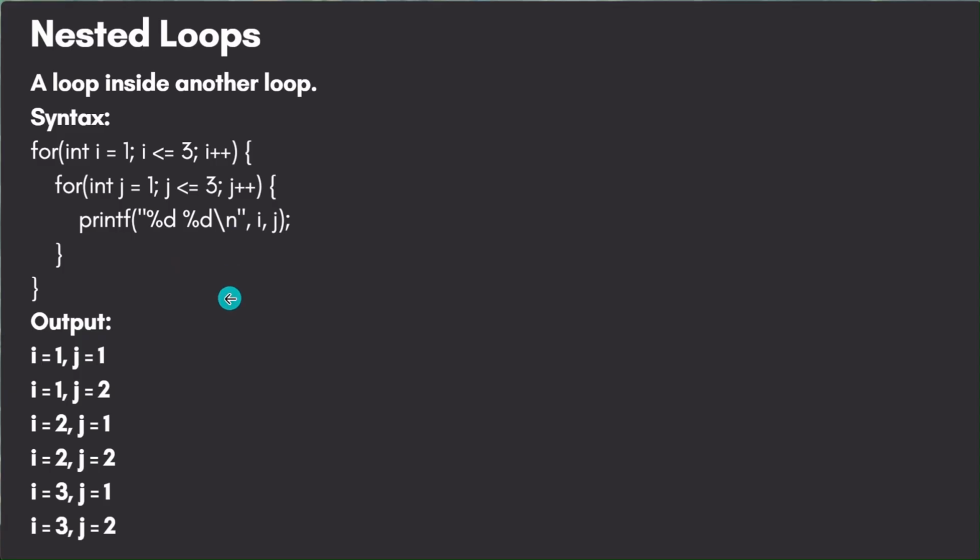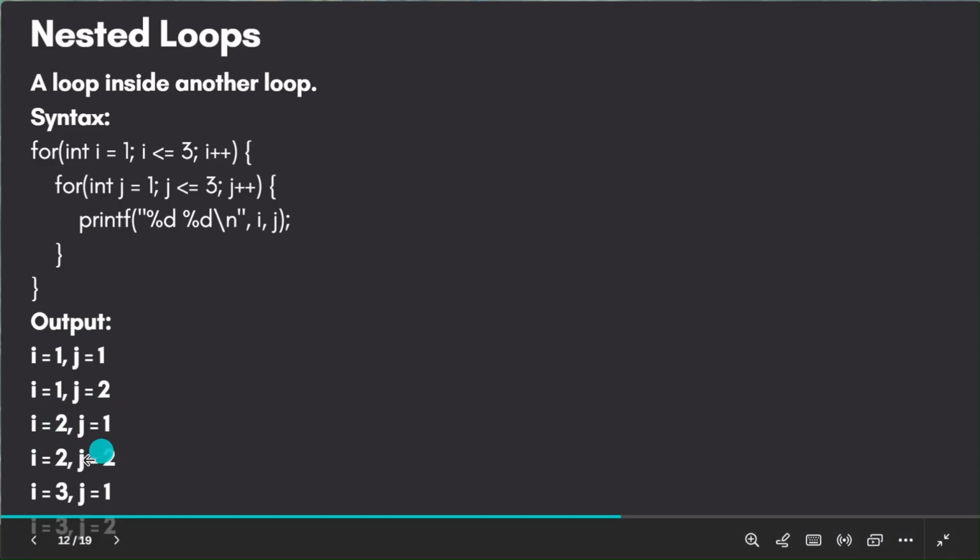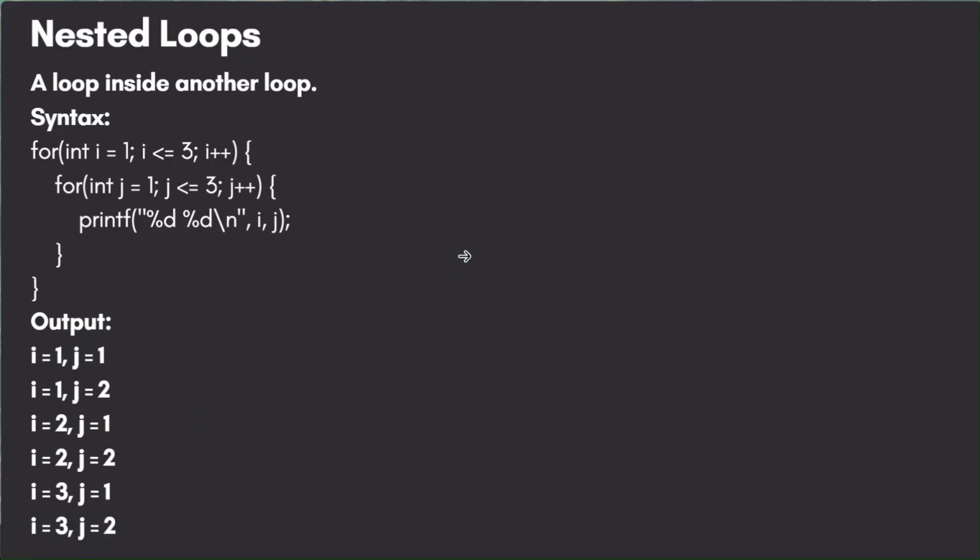So the final output is going to be: if i equals 1, j will be 1. i equals 1, j will be 2. i will be 2, j will be 1. i will be 2 and j will be 2. When i is 3, j will be 1. i will be 3 and j will be 2. This is how the nested loop works.